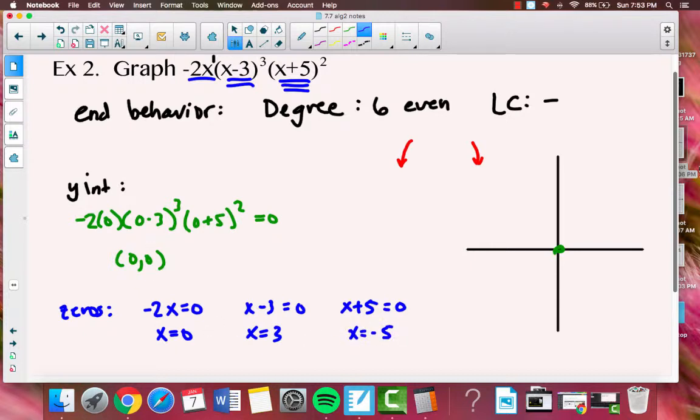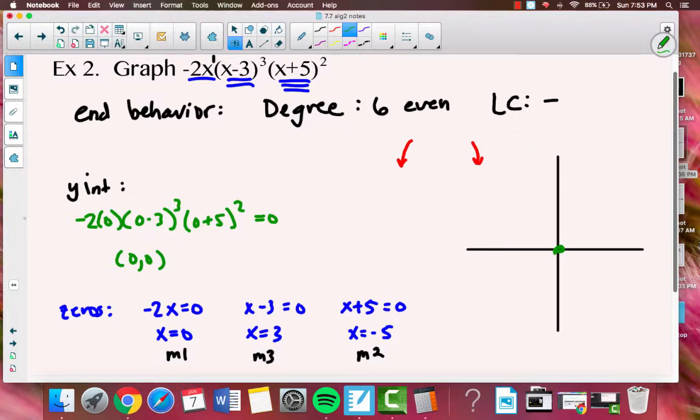And then I just need to write the multiplicities. So I'm going to do that real quick. So remember, multiplicity, we look at the exponents that go with each of them. So for 0, that was from the first part, my multiplicity was 1. So I'm going to write m equals 1. For the x minus 3, my multiplicity was 3. And then for the x plus 5, my multiplicity was 2. And remember, that's going to help us when we're connecting our graph to make sure that we're having the right behavior at each point.